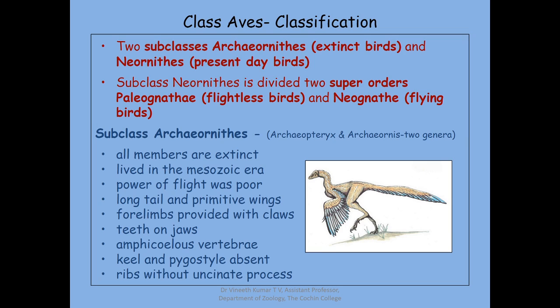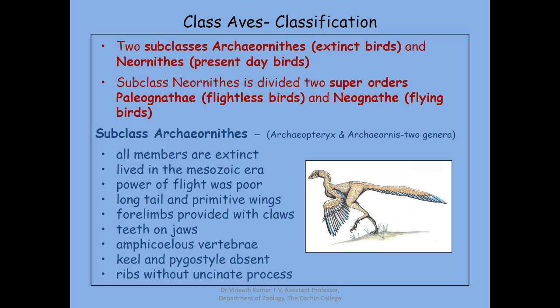The keel is the extension of the sternum for the attachment of the flight muscle. That is absent in them because they have poor ability to fly. The pygostyle, which is the fused posterior portion of the caudal vertebra, is also absent in them. The ribs are without the uncinate process. The uncinate process is a posterior extension of the rib bone that is seen usually in birds but absent in these extinct birds, which come under subclass Archaeornitis.